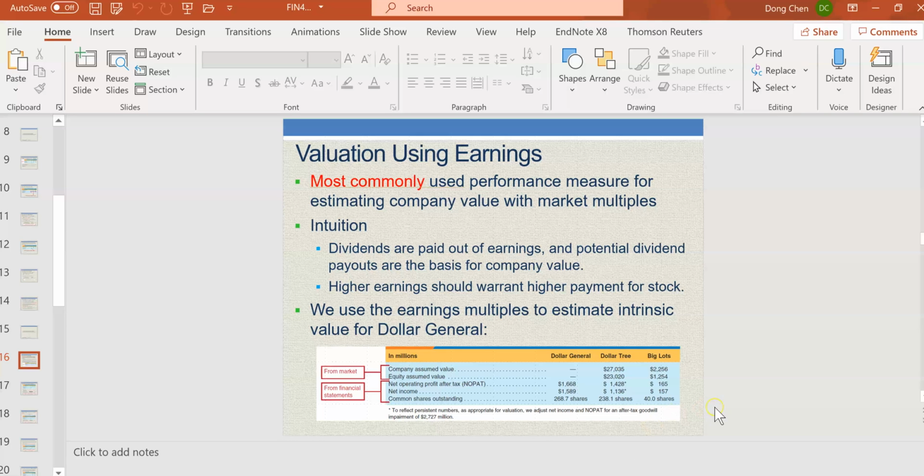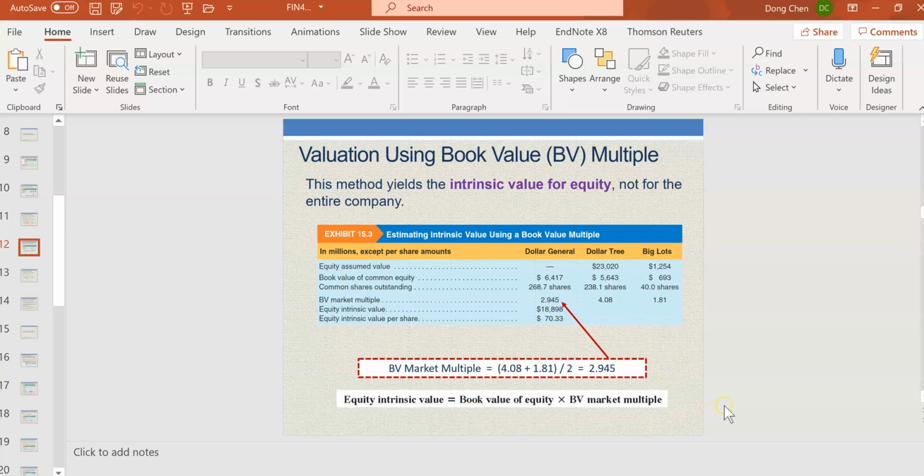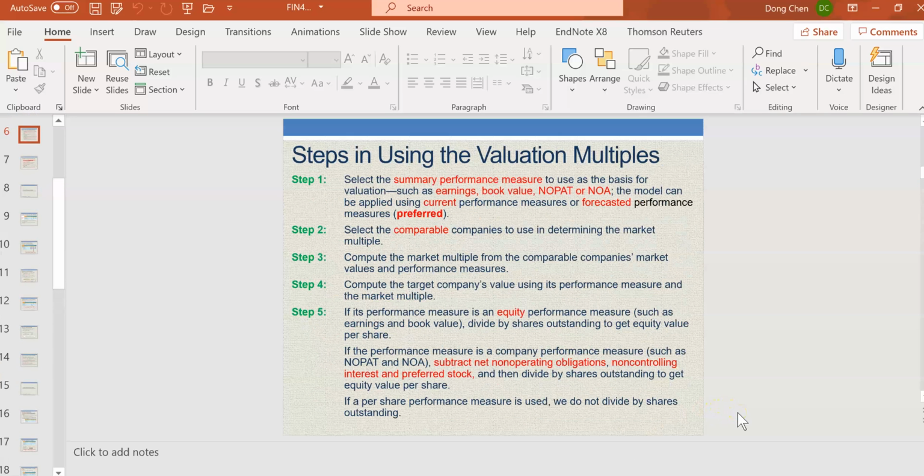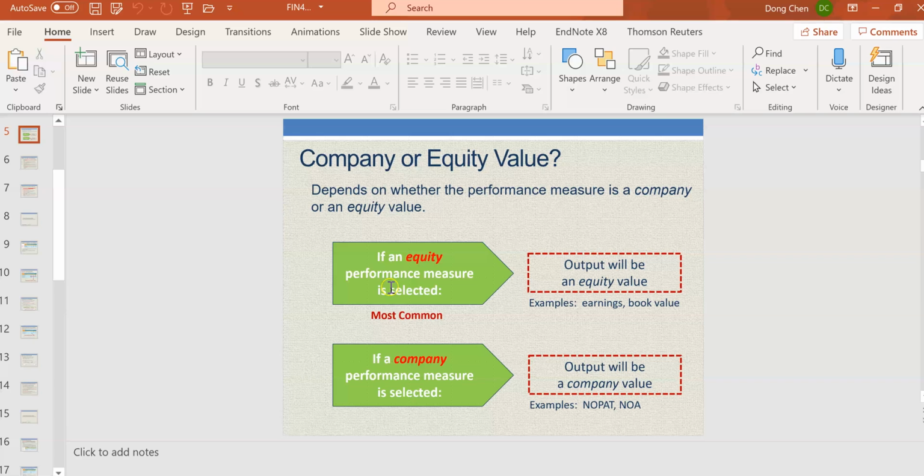You can find that note in my lecture slides or in the book. That's what these two green arrows are about. If an equity performance measure is selected, then the output will be an equity value. But if a company performance measure is selected, then the output will be a company value. Company performance measures include measures such as NOPAT and NOA. In our case, it's NOA. Equity performance measures include earnings or book value. In our case, it's the book value.